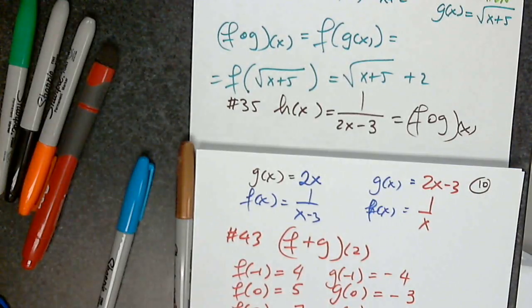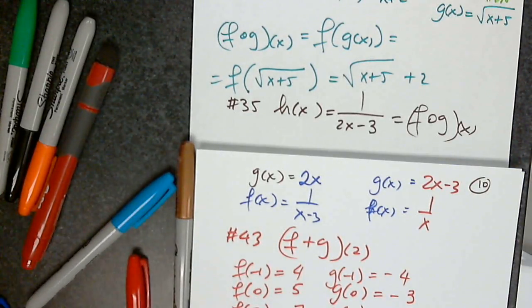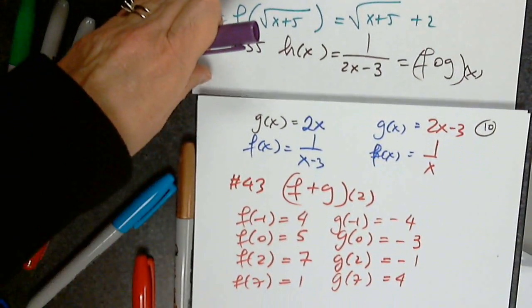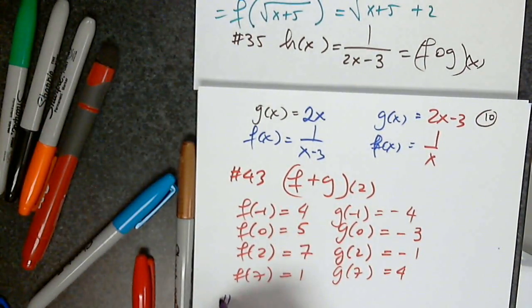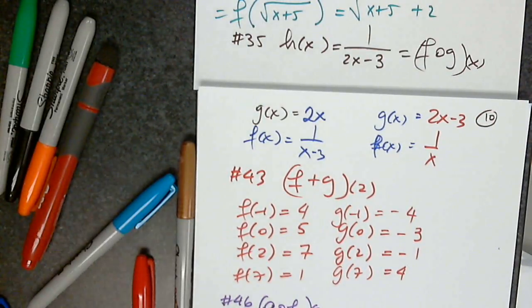We're asked to find f plus g of 2. And then I'd like to add one more, like 46. g comp f of 2. And then we can continue with the next section.